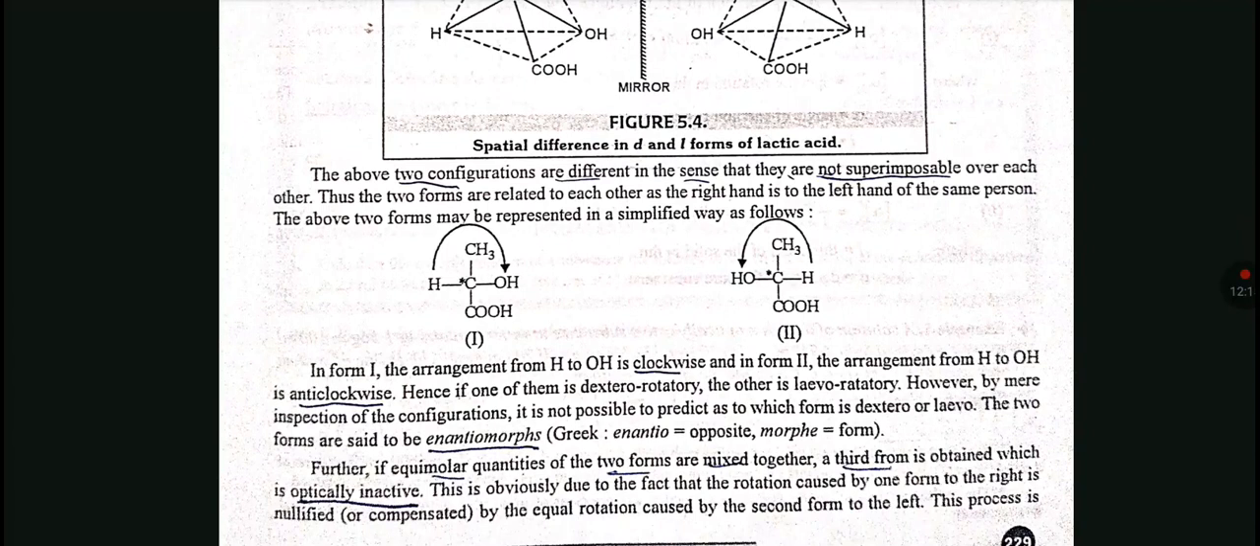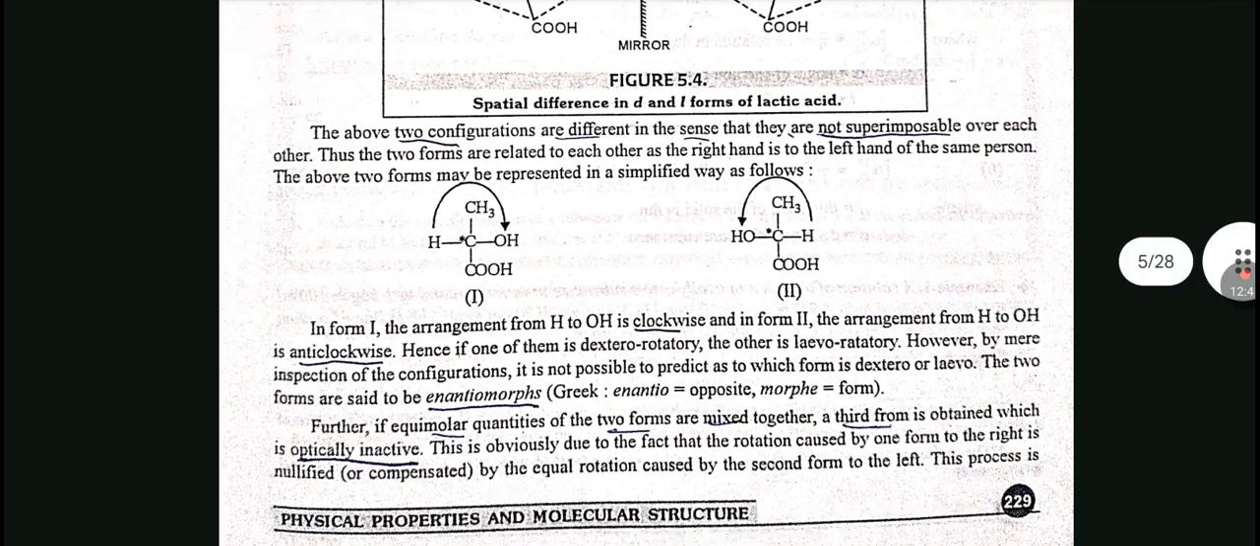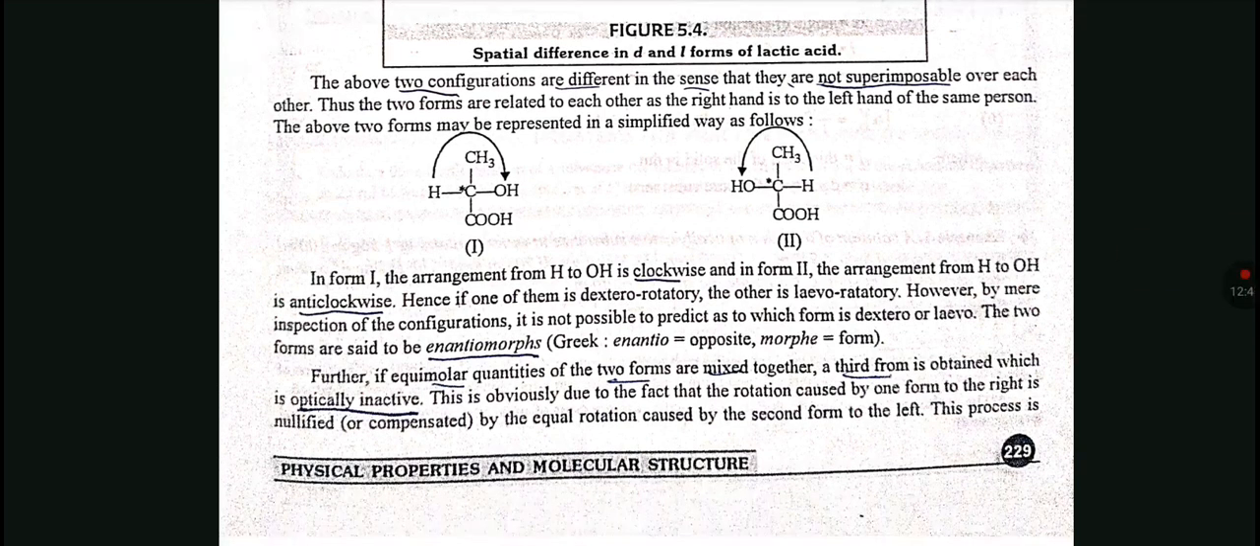In the first form, the arrangement from hydrogen to OH is clockwise, and in the second form, the arrangement from H to OH is anticlockwise. Hence, if one of them is dextrorotatory, the other is levorotatory. However, by mere inspection of the configuration, it is not possible to predict which form is dextro or which is levo. The two forms are said to be enantiomorphous. Enantio means opposite, morphic means form. It means they both have opposite forms.